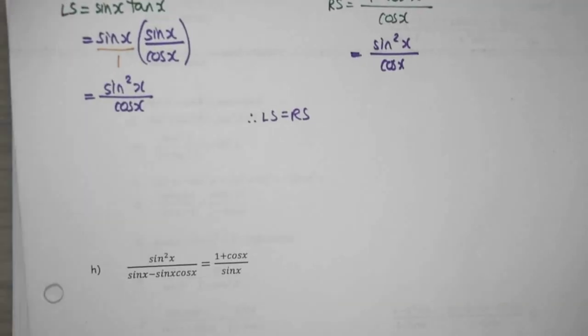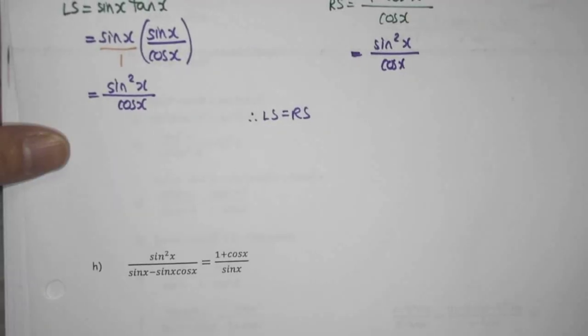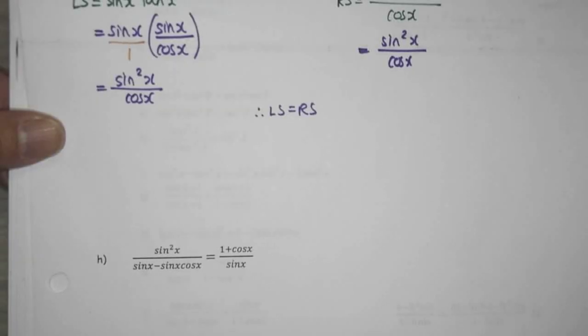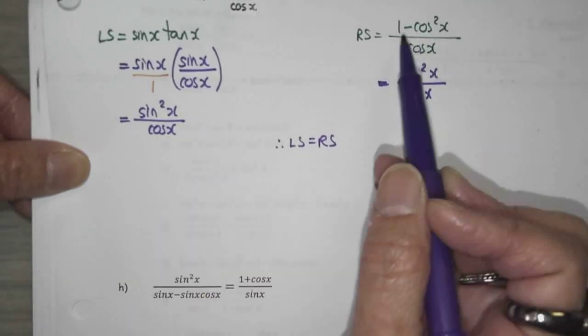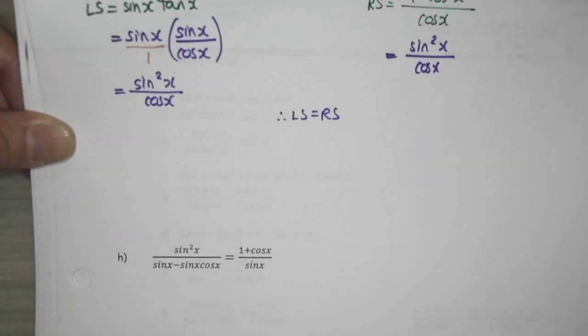Okay. Not bad, right? So hopefully you're like, okay, this isn't looking as bad anymore. Let's try it again. So we're on to H. Once you start to recognize this Pythagorean identity, it really helps, right? 1 minus cos squared is sine squared. 1 minus sine squared is cos squared. And that's one of the ones I need you to memorize.